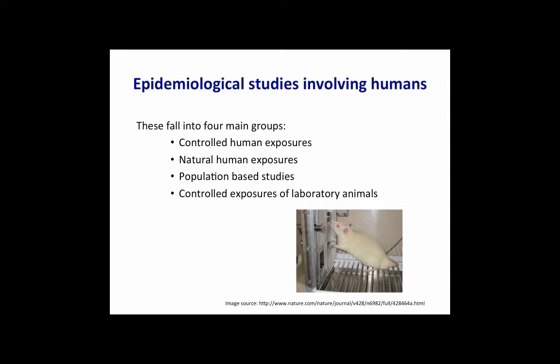Next, we have natural human exposures, responses of natural groups of people who've been exposed to chemicals or pollutants. So these opportunities arise after events such as volcanic eruptions, oil spills, or nuclear power plant accidents. Next, we have population-based studies of chronic health, such as the effects of air pollution, for example, measuring lead found in hair. And finally, we have controlled exposures of laboratory animals.